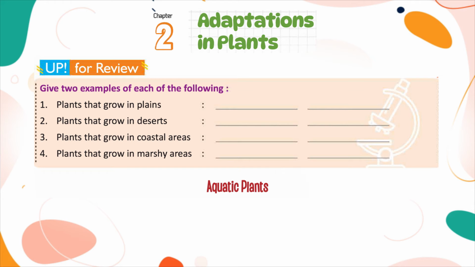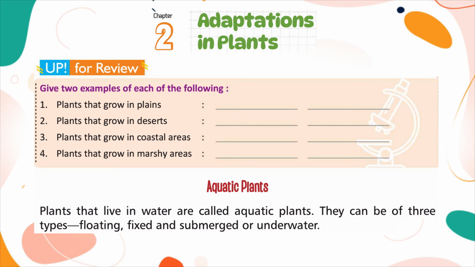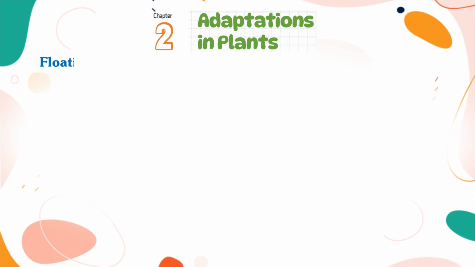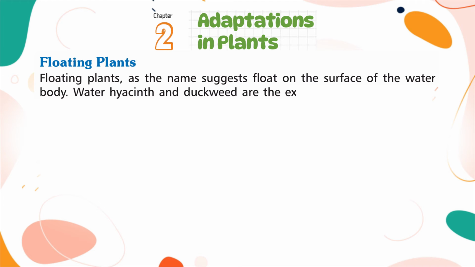Aquatic plants. Plants that live in water are called aquatic plants. They can be of three types: floating, fixed, and submerged or underwater. Floating plants. Floating plants, as the name suggests, float on the surface of the water body. Water hyacinth and duckweed are examples of floating plants.